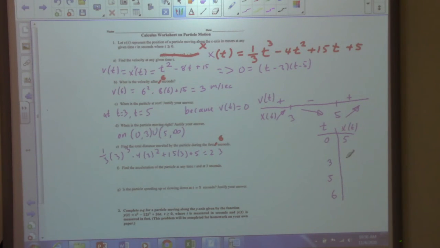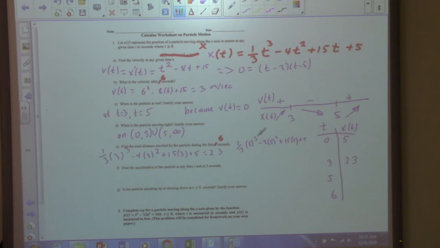And one thing you're going to do is check and make sure that we know that velocity was positive between 0 and 3. And so what do we have to have for that to occur? We have to have that be a positive thing. And then at 5, we've put in 1/3 times 5 cubed minus 4 times 5 squared plus 15 times 5 plus 5.